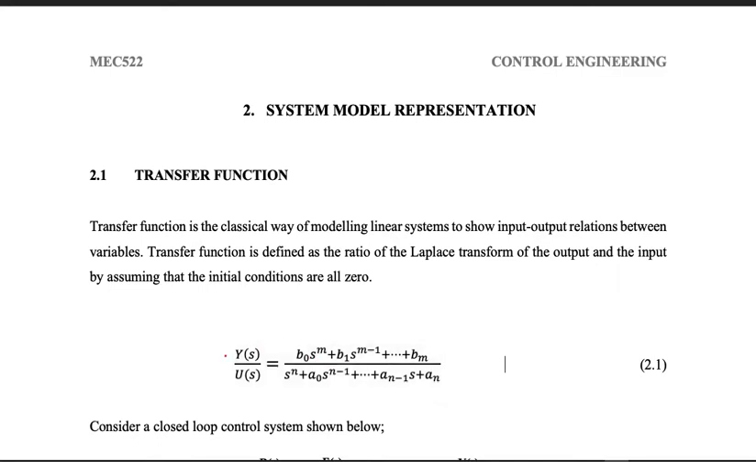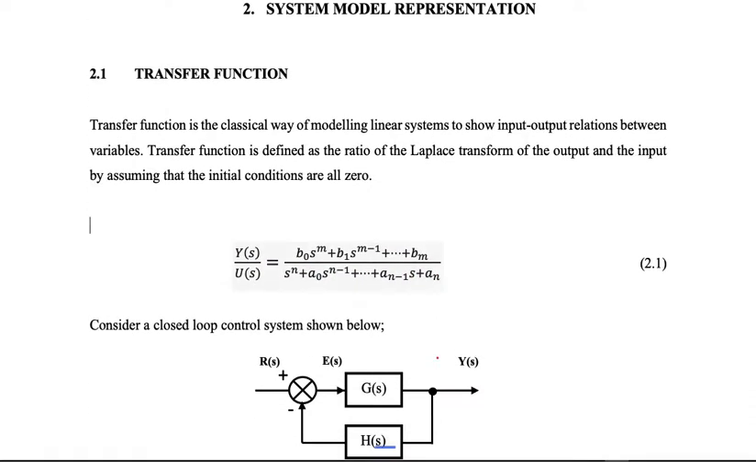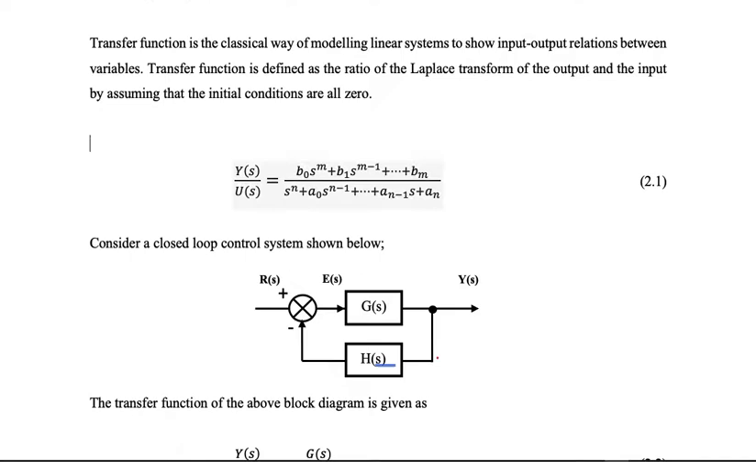We might want to recap what a transfer function is all about. A transfer function is basically a ratio between the output upon input variables, and the general description of a transfer function is given by equation 2.1. We can also represent this transfer function in terms of blocks, which is given by this block diagram representation. So this is known as the block diagram representation, right?